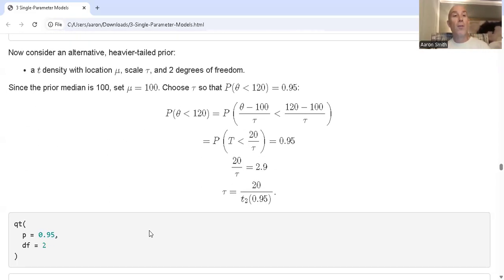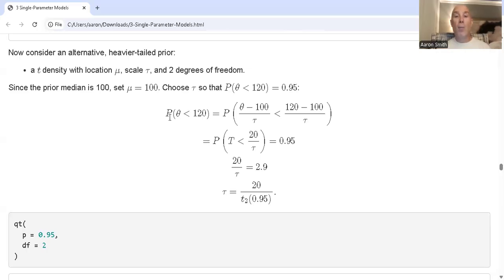So in this situation, let's take T as a distribution with location mu, scale tau, and 2 degrees of freedom. Now remember, the T distribution has heavy tails, especially when we have fewer degrees of freedom. Since the prior median is 100 and it's a symmetric distribution, we're going to say that mu is 100. And we're going to set tau such that the probability that theta is less than 120 is equal to 95%.